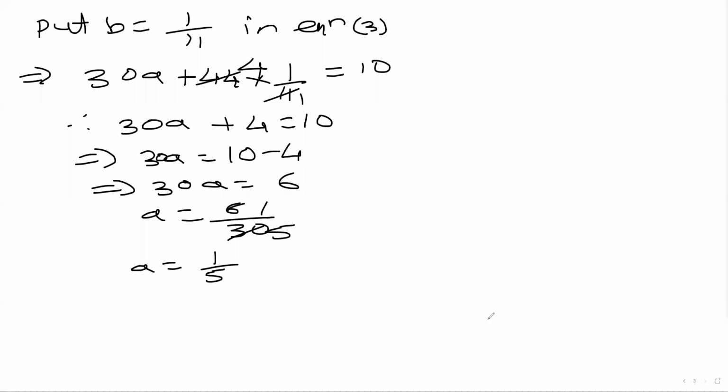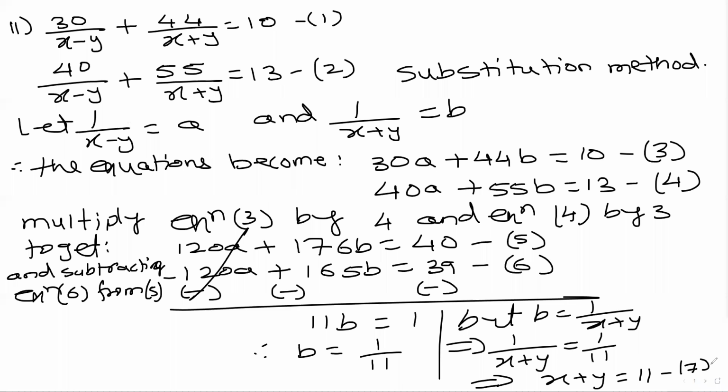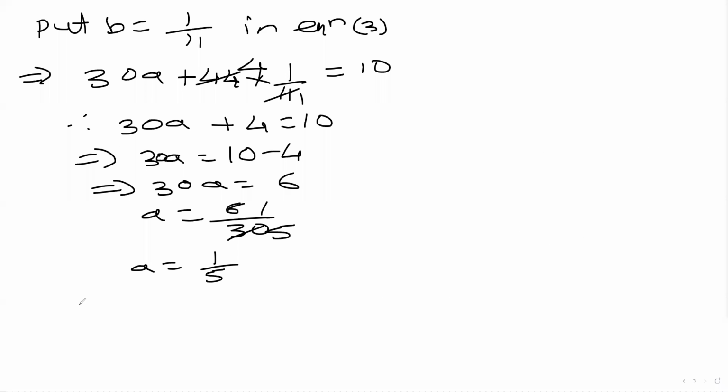But do we have to find A? Really? A is equal to 1 upon x minus y. What is A here? A is 1 upon x minus y. Correct? So this implies that 1 upon x minus y is equal to 1 upon 5. If you cross multiply, what do you get? x minus y is equal to 5.